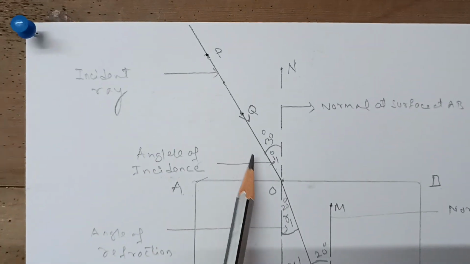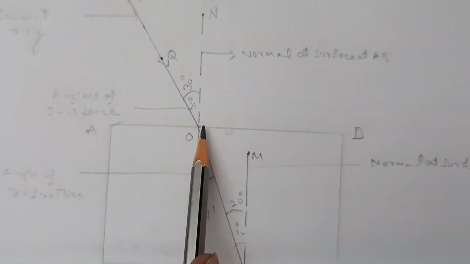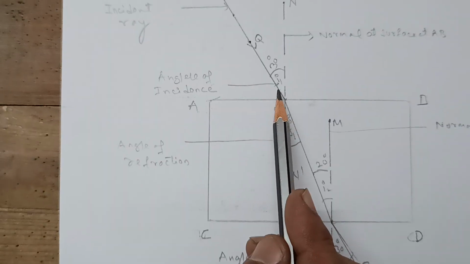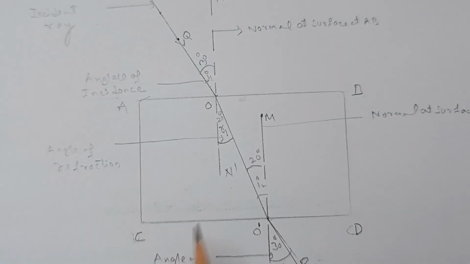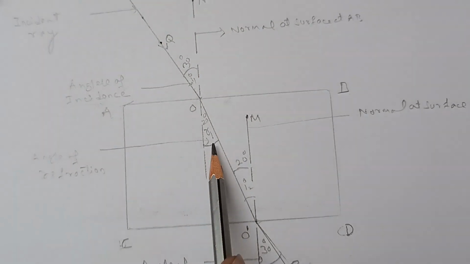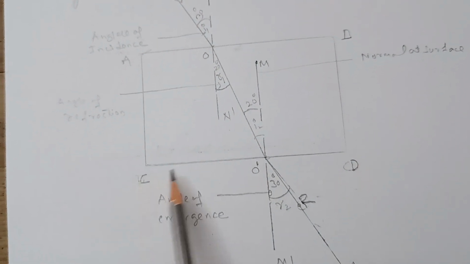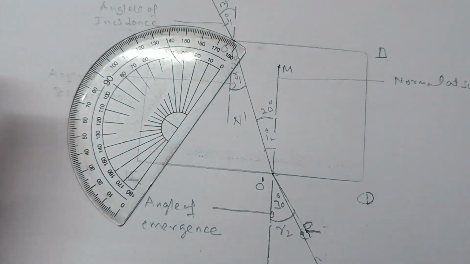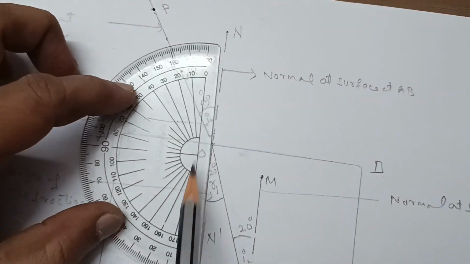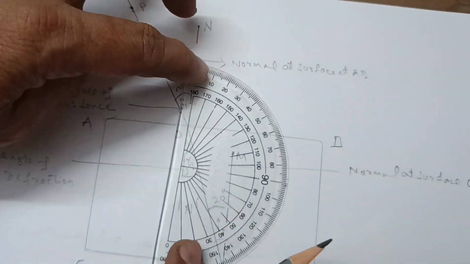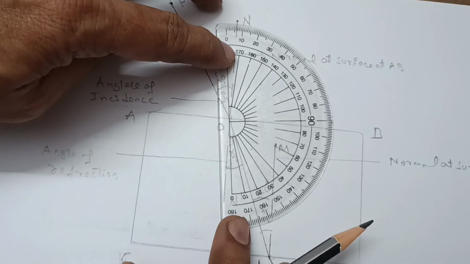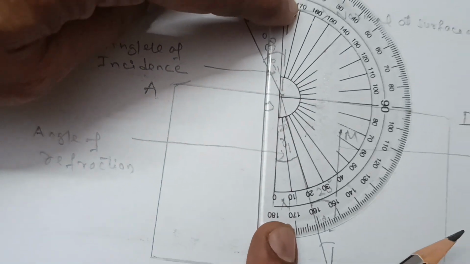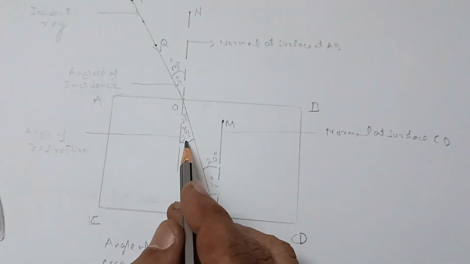This is the incident ray, and this is the normal. The angle between the normal and incident ray is the angle of incidence I1, and this is 30 degree. Now this is the angle of refraction, inside the glass slab ABCD, and this measures 20 degree. Keep this protractor on the normal like this, and measure the angle. You can see this is 20 degree, and this is the angle of refraction.